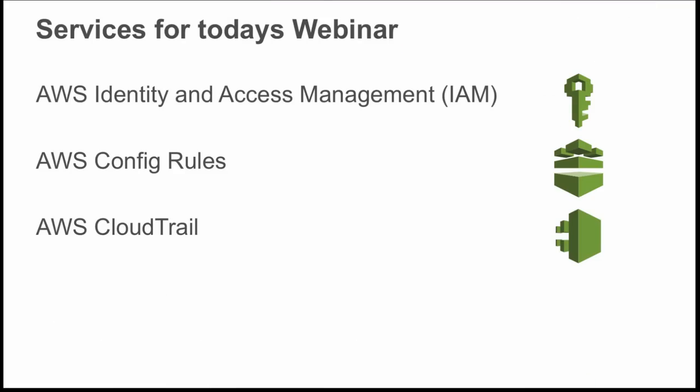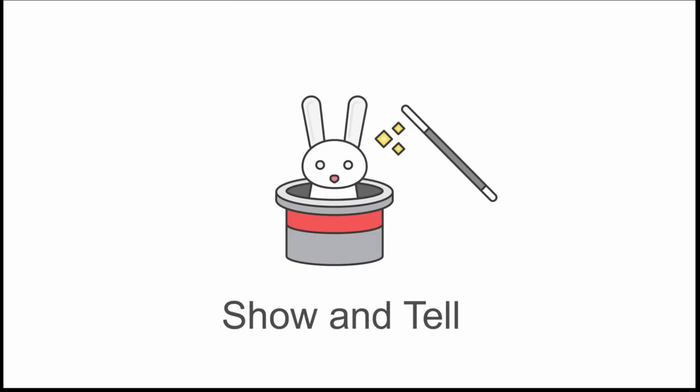So we've had a quick look at Identity and Access Management, Config rules, and CloudTrail in the environment. What I want to do now is move over to a demo around what this would look like in the AWS environment.